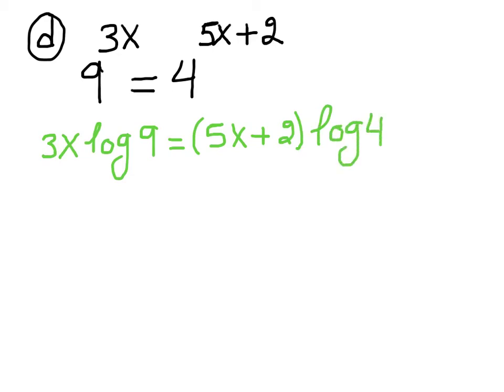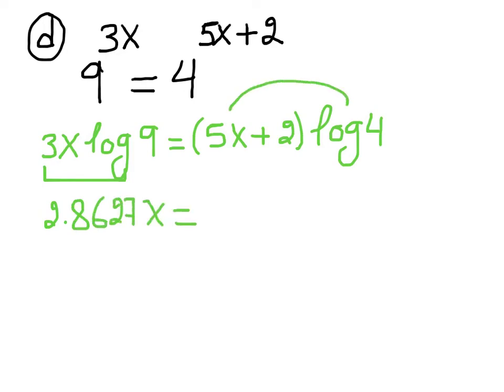Now what I wanted to do is this. I wanted to multiply 3 by log 9. And 3 times log 9 gave me 2.8627x. Here we're going to distribute it.